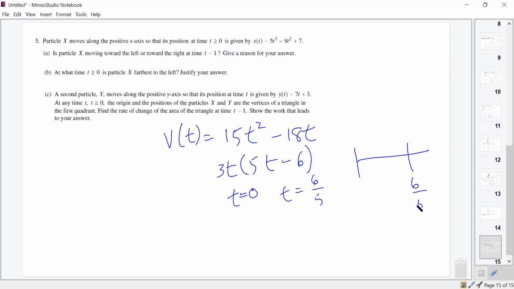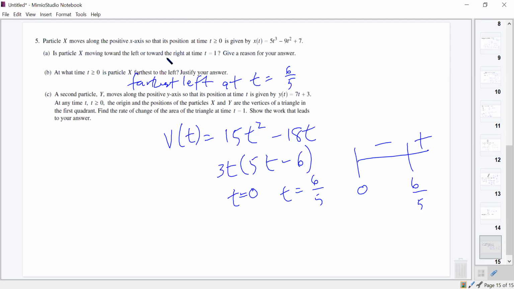So we don't need to do anything less than 0 because we're talking only t values greater than or equal to 0. Plug in something between 0 and 6/5, like 1, you get a positive and a negative, so it's negative. Plug in something more than 6/5, like a million, you get positive. So we're only moving to the left from 0 to 6/5. So if we're moving to the left that entire time, it should be farthest left at t equals 6/5.